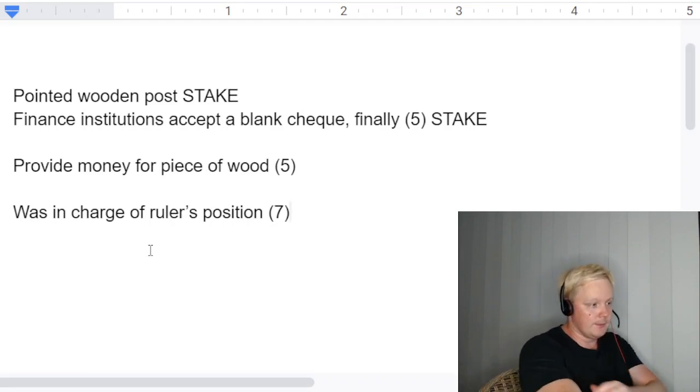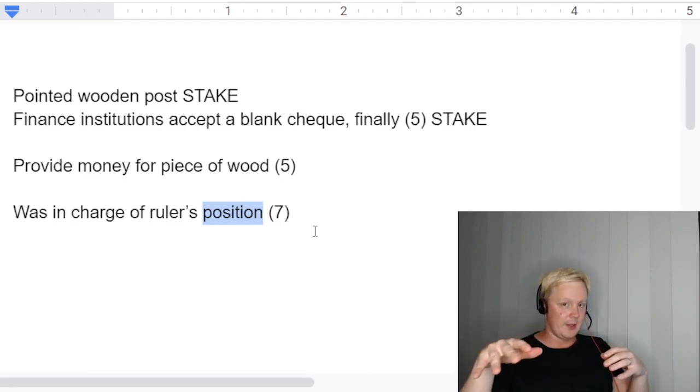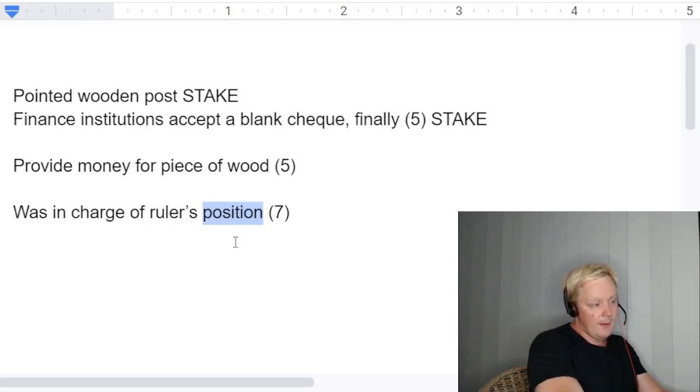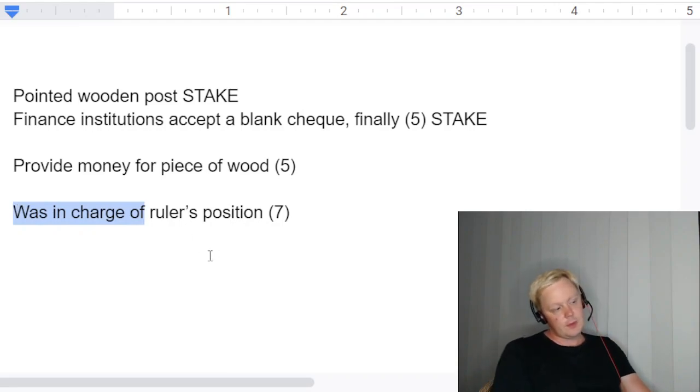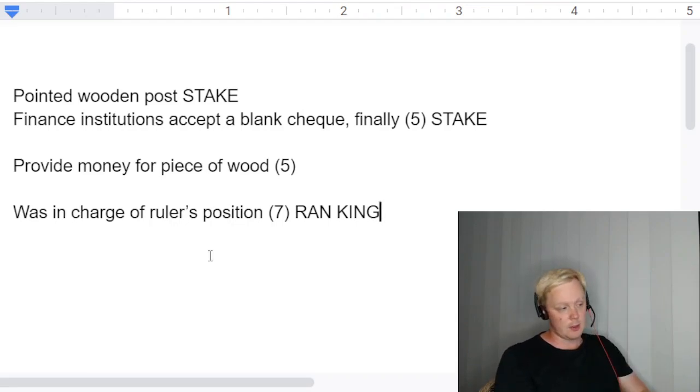And here the definition is at the end. The definition part is always either at the very end or at the beginning. It's never in the middle. And this is the wordplay part. Was in charge of ruler. So was in charge of, if you can find a synonym for that, well, one synonym is ran. You ran a group, you were in charge of a group. And a ruler is a king. You put those together, you get ranking, a position, like your ranking in an organization, your position.